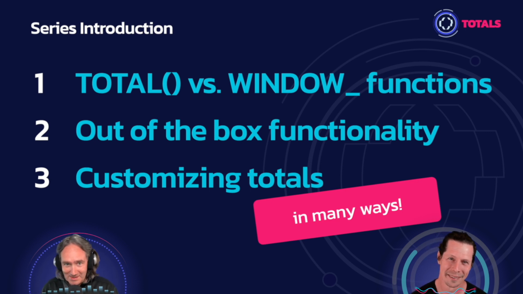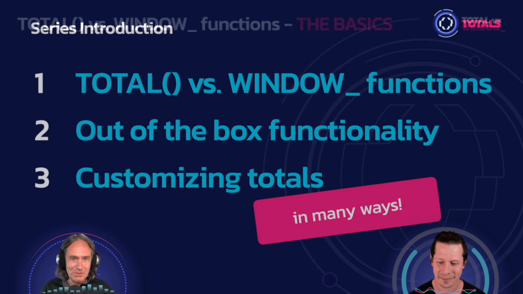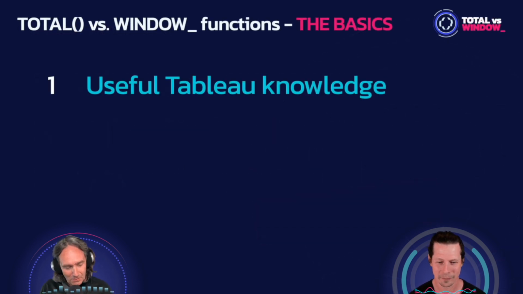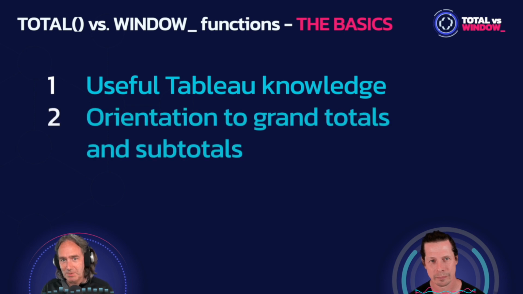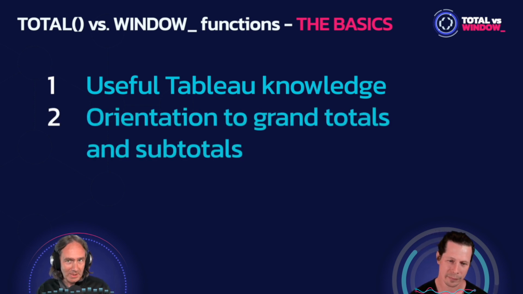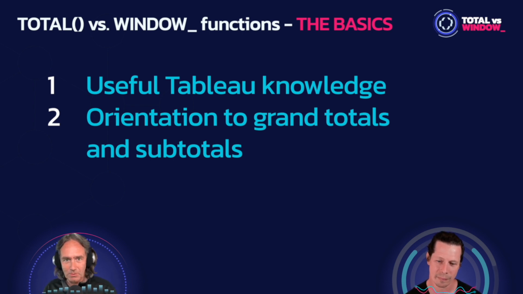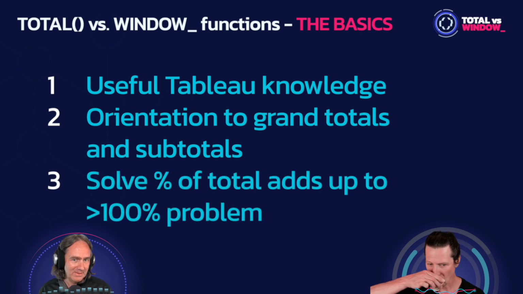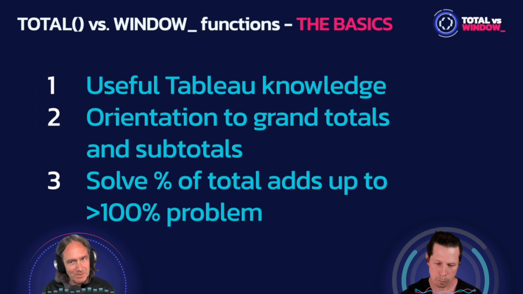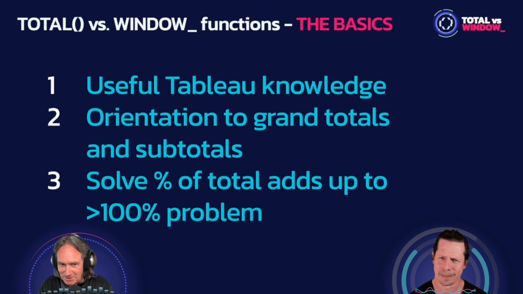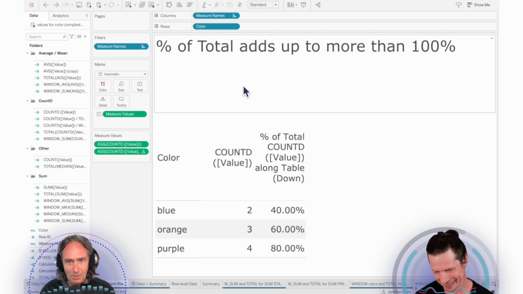So with that, let's dive into our total and window functions. I really see this as useful Tableau knowledge. We're going to do some orientation to grand totals and subtotals in this video and dive deeper into them as we go. One of the ways this shows up for people sometimes is that they have a percent of total and it adds up to more than 100%. And there's this question of, my percent should add up to 100, why is it going more? And I set up an example over here.